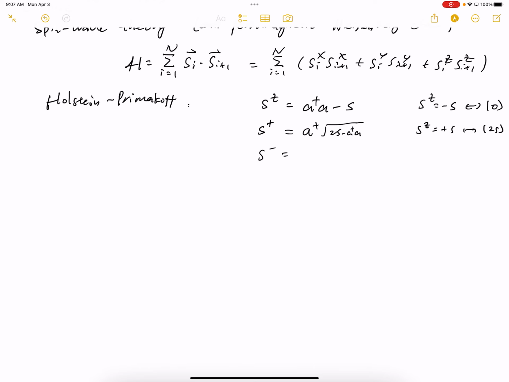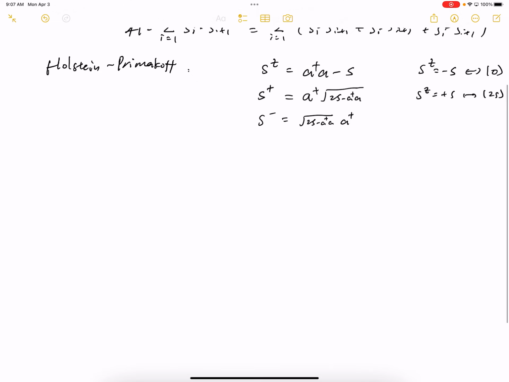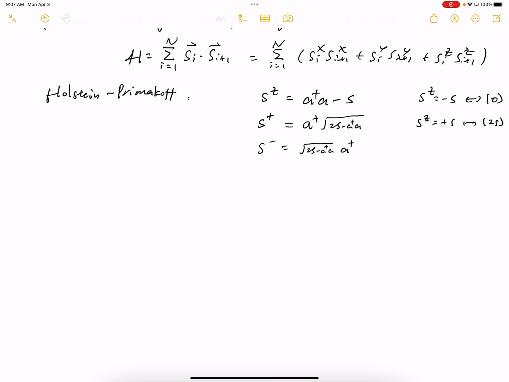Similarly, S^- is just the Hermitian conjugate of the above equation. I'm just going to flip the order, as we do for the Hermitian conjugate of a product of two operators. The square root also makes sure the angular momentum matrix elements are correct. So that's the mapping we introduced. In the ferromagnetic case, we basically just assume S^z equals minus S is my ground state, and then I'm going to look at the low energy states, which are not going to be very different from the ground state.